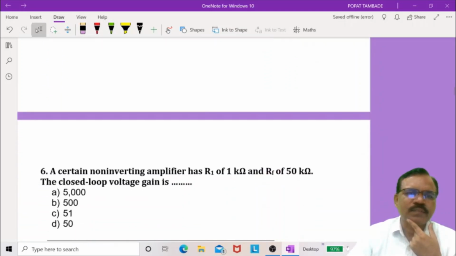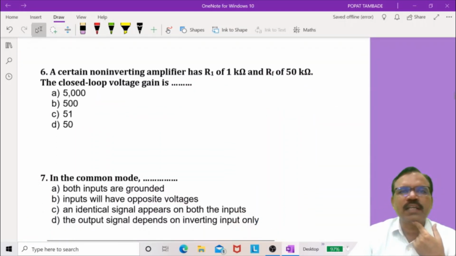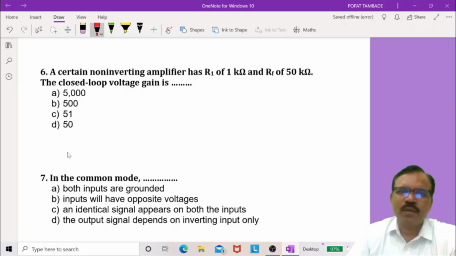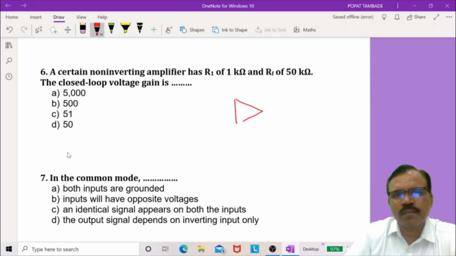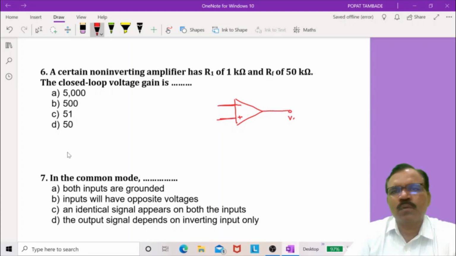Now we'll go to the next one. A certain non-inverting operational amplifier has R1 equal to 1 kilo ohm and Rf equal to 50 kilo ohm. What is the closed loop gain? Now we'll see the circuit for the non-inverting operational amplifier. Here minus and plus are the two terminals, inverting and non-inverting, and here the output terminal. Here we have the supply. Now what happens here?